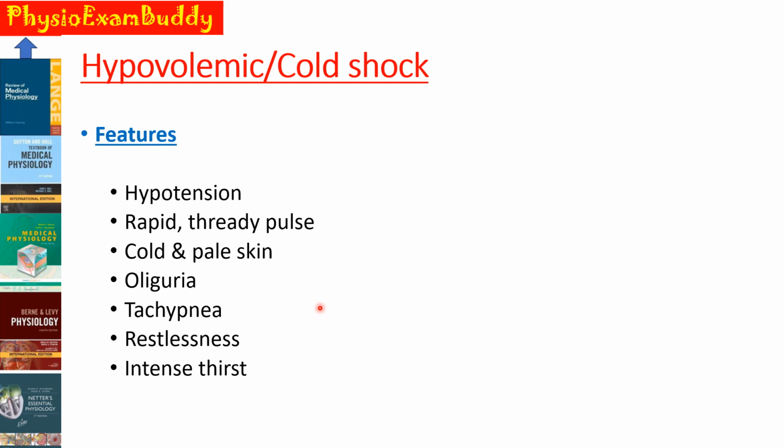So, first we will see the hypovolemic shock or the cold shock. The main signs and symptoms of the hypovolemic shock are hypotension, rapid pulse, cold and pale skin, oliguria, tachypnea, restlessness, and intense thirst.